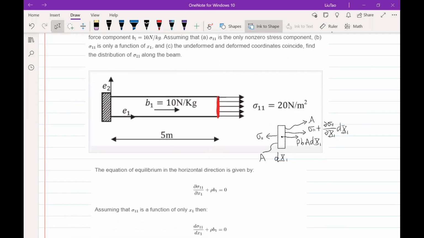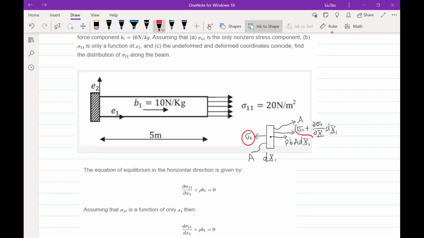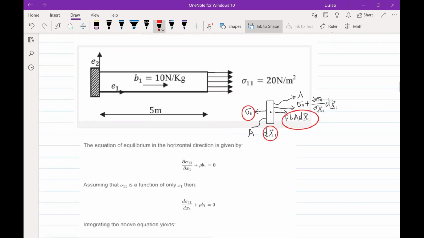So for this question, we need to do the same thing. We take a vertical slice from this beam, and we notice that we have stress sigma 11 on the left face, and the stress on the right surface will be sigma 11 plus partial sigma 11 over partial x1 times dx1. We also have a body force which is equal to rho times b1 times cross-section area times the length of this differential unit, which is dx1. And the cross-section area is the same for both faces.